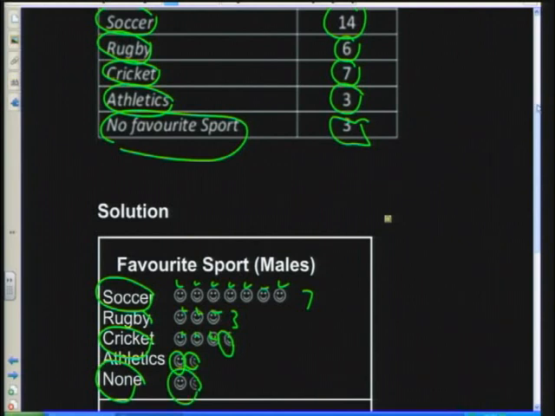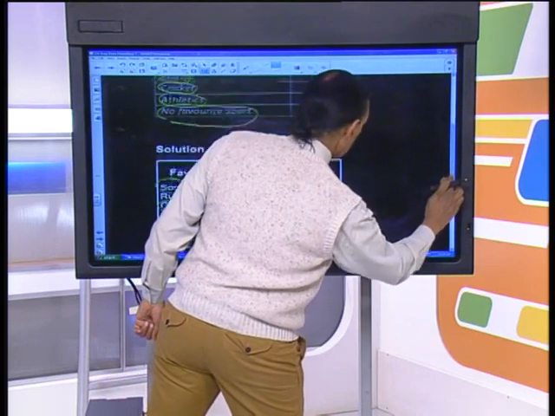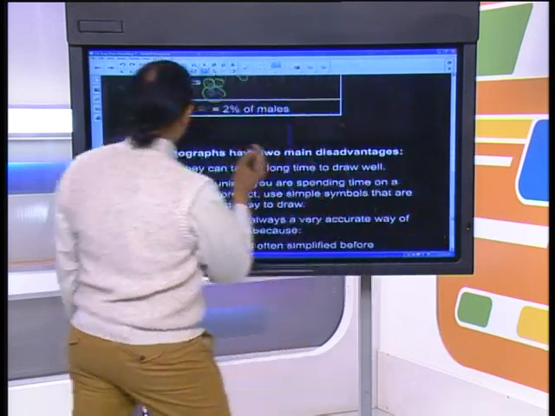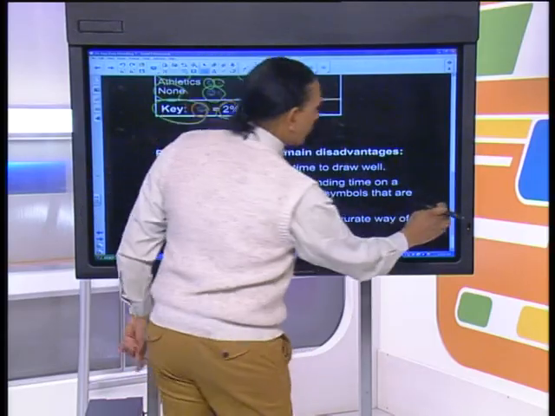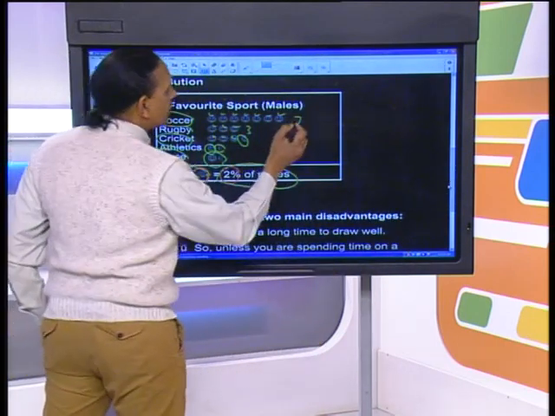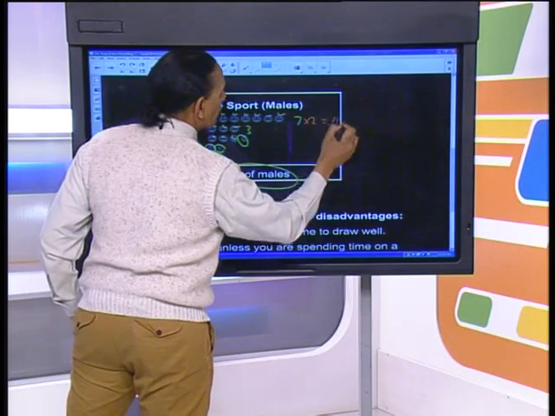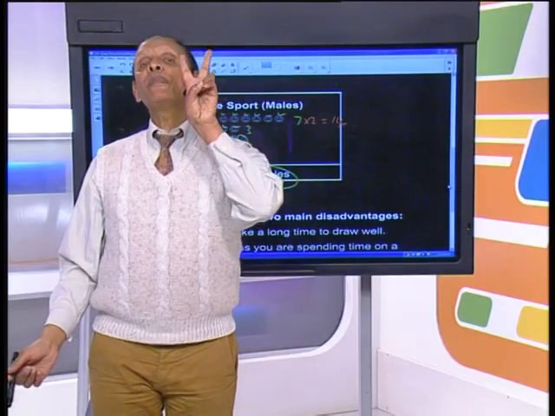So guys, can you see, it seems like the one is double the other one. Did you pick it up? Right, the one is double the other one. Aha, you see your key. 2%. So one face is the same as 2%. So if I go back quickly, each face is 2%, then 2 times 7 is 14. So it makes sense, guys. Each face represents 2%.